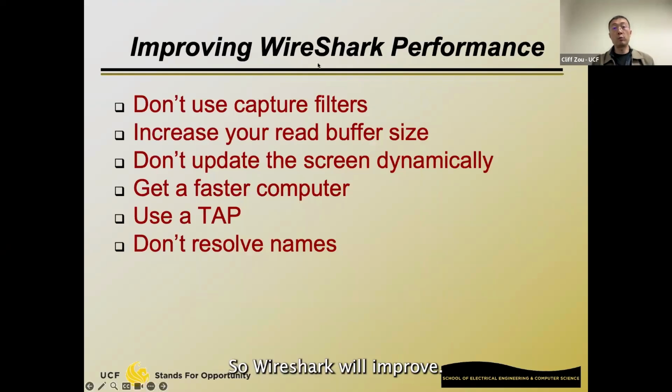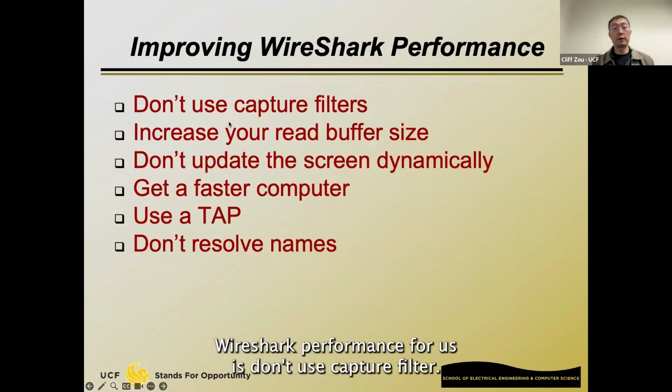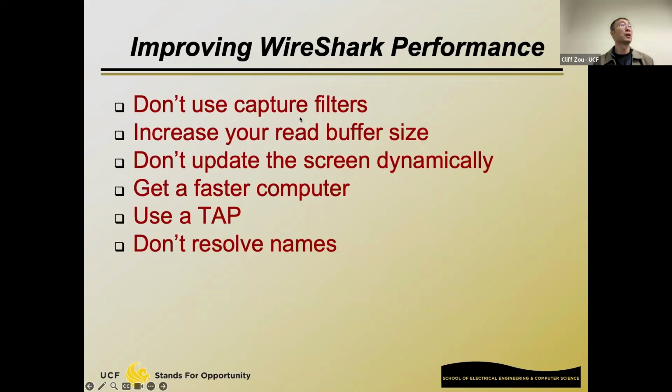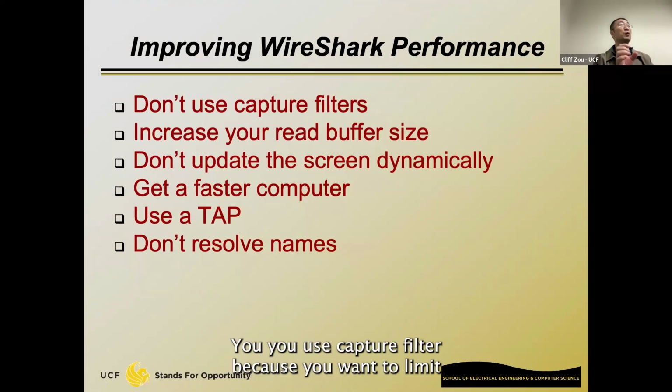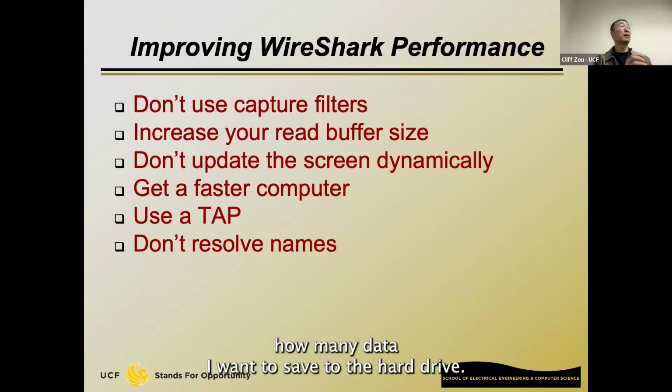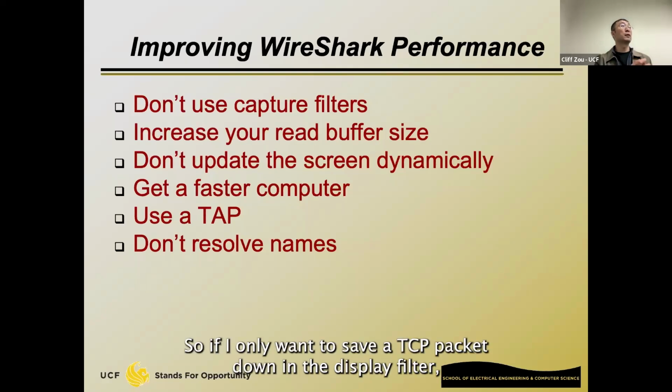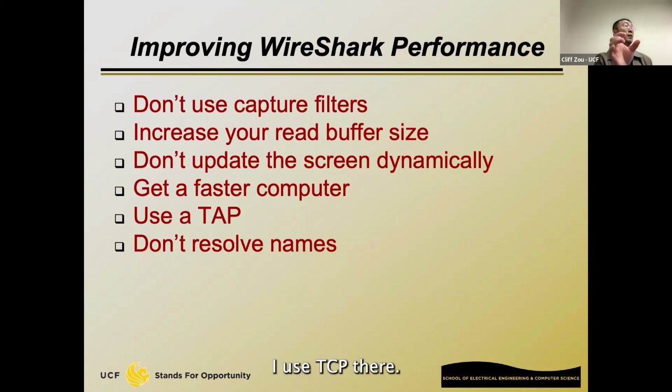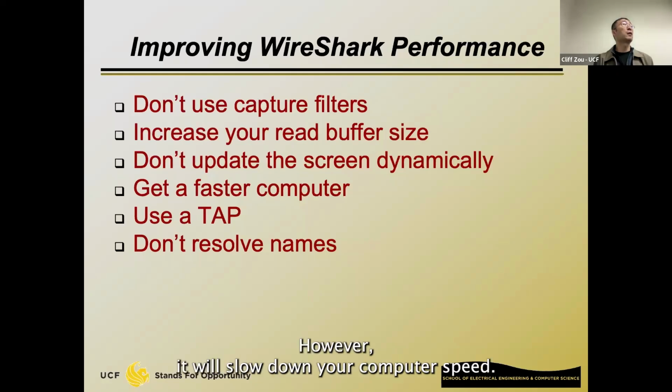So to improve Wireshark performance, first, don't use a capture filter. This is a little bit contradictory. You use a capture filter because you want to limit how much data you save to the hard drive. If I only want to save TCP packets, then in the filter I use TCP there. So this will save my hard drive. However, it will slow down your computer.